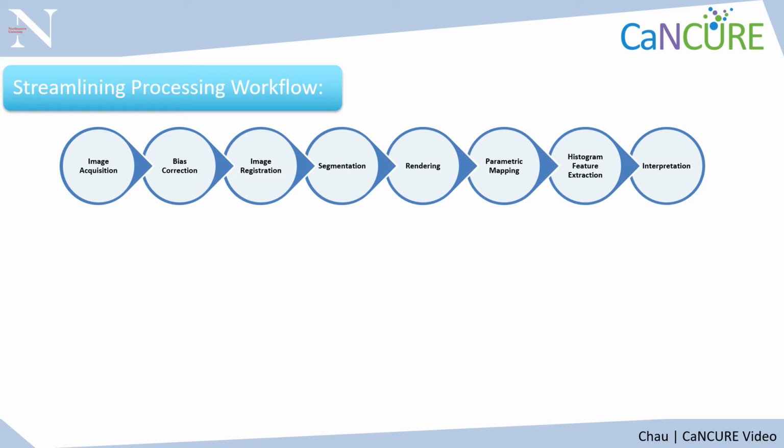From these segmentations, we can then create a rendering, so that allows us to get a 3D blood vessel or kidney map, which can be very helpful. And then we can also take parametric maps from the initial images and segmentations, so that allows us to get our ADC, T1, and blood volume maps. From these maps, we can then extract multiple different features, such as mean, median, kurtosis, skewness. We have over 100 features that can be extracted. And then after that, the resulting data can then be interpreted by the team.